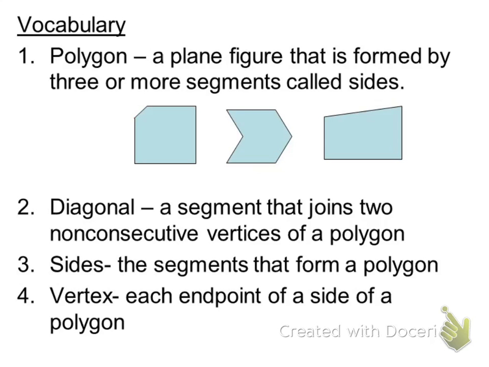Sides, those are pretty easy. Sides are the segments that form polygons. So like here's a side, here's a side, here's a side, here's a side, here's a side. And then a vertex, just like with triangles, the vertex is the endpoints of the sides. So where two sides meet, that's a vertex.